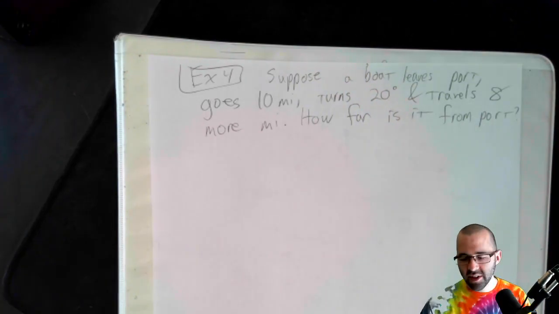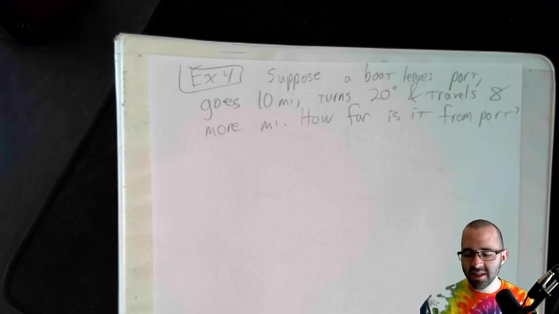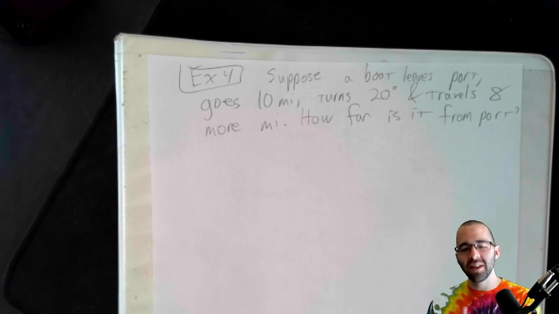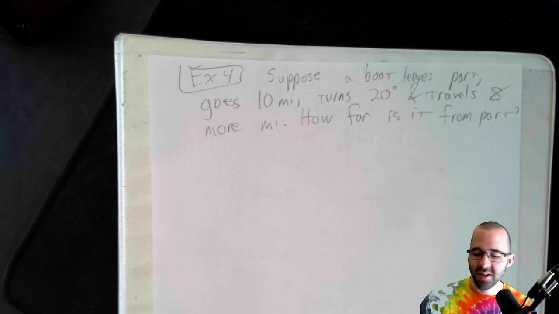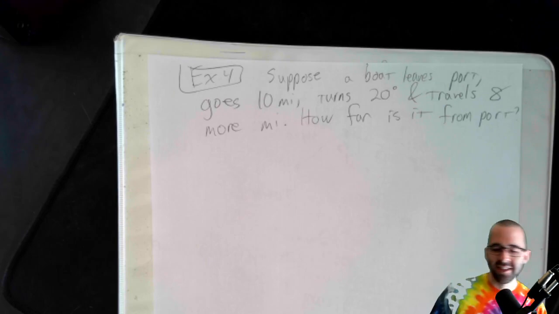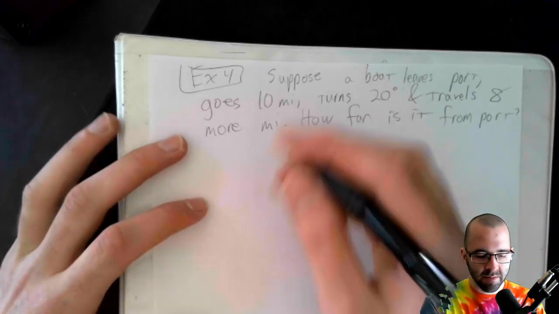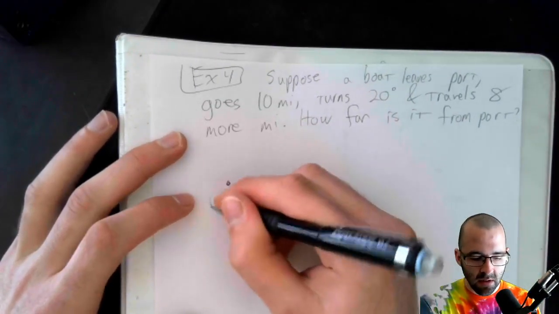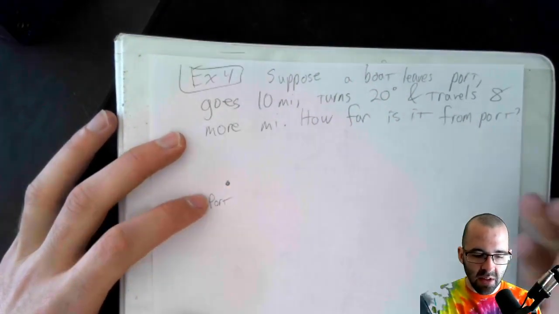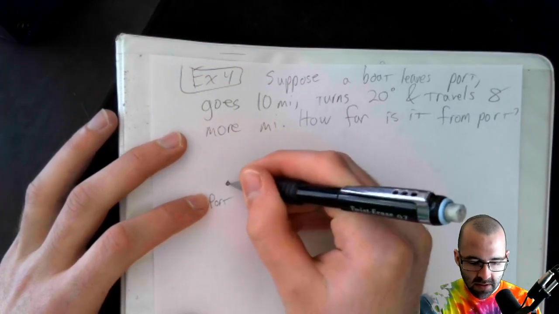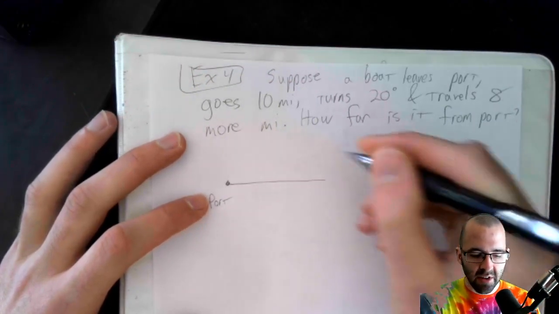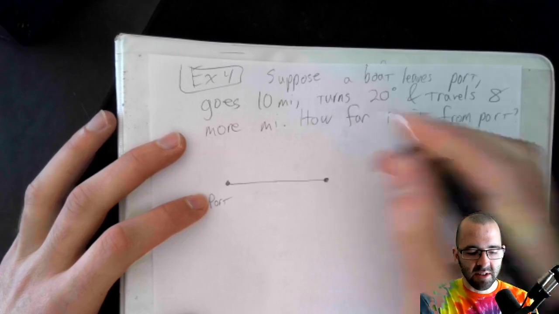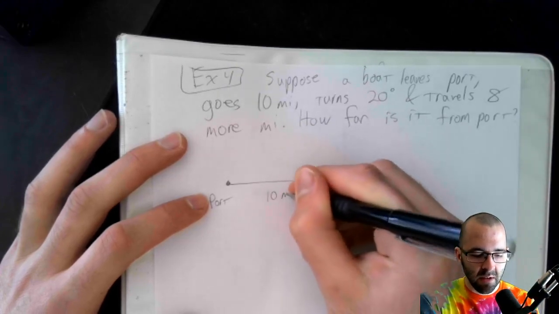And now this one's kind of funny because the triangle that you get actually doesn't have that 20 degrees. Like, you might think the 20 degrees is in the triangle, but it's actually not. You have to use a little bit of geometry. Okay, so let's say we have our port right here. And then the boat is going 10 miles. It doesn't specify the direction, but let's say it goes this way.